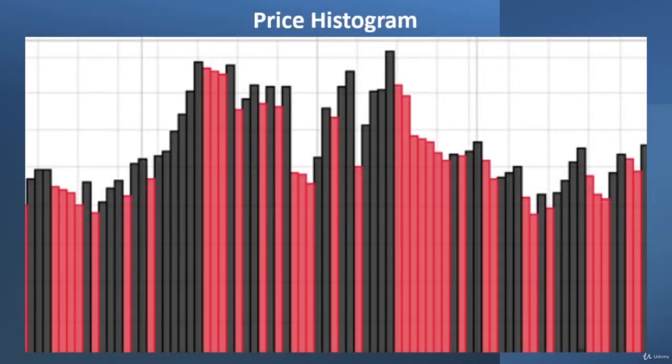There's also price histograms, which are bars going up and down. They're showing basically the price. And it would be at the top of the bar. It would be the high price or the closing price, depending on how you set it. But typically it's the closing price.